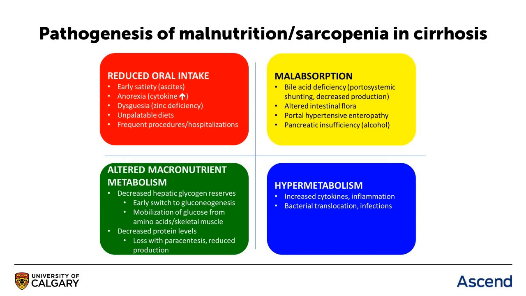But early satiety, as we mentioned, due to ascites. Anorexia, just that really suppressed appetite, whether it's due to increased cytokine production, low mood, etc. Dysgeusia, so that speaks to the unpalatable diets, but also changes that go on. Patients don't enjoy the taste of certain foods anymore. I've had at least 200 patients tell me, I used to love steak and now I can't even look at it. The amount of times I've heard that. So it's a big problem.